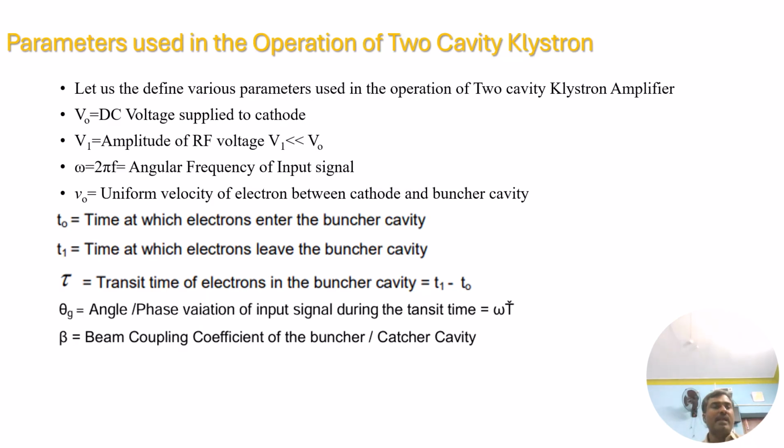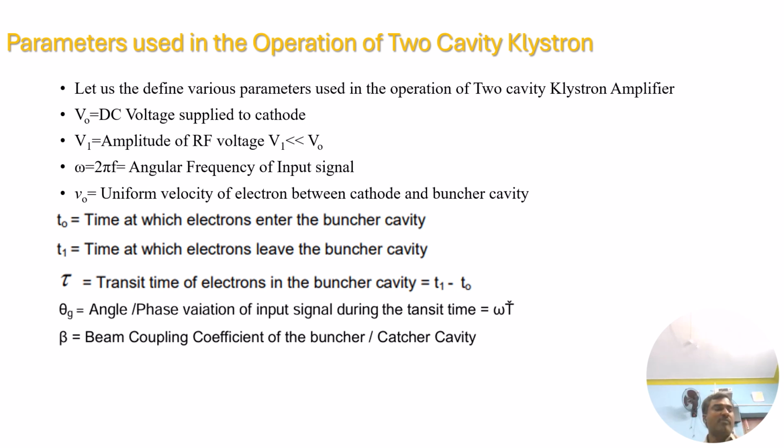The various parameters associated with the operation of two-cavity Klystron amplifiers are: capital V0 is the DC voltage supplied to the cathode, V1 is the amplitude of the weak RF signal, and omega is the angular frequency of input signal. Lowercase v0 is the uniform velocity of electron between cathode and buncher cavity. T0 is the time at which electron enters the buncher cavity. T1 is the time at which electron leaves the buncher cavity. Tau is the transit time.